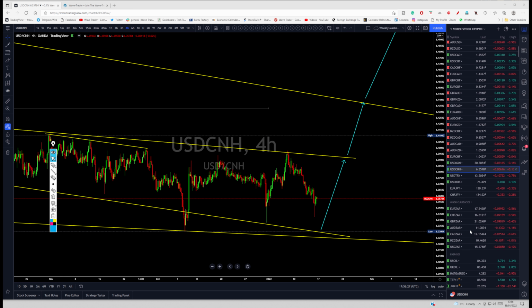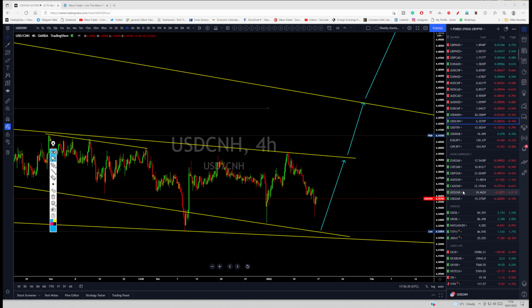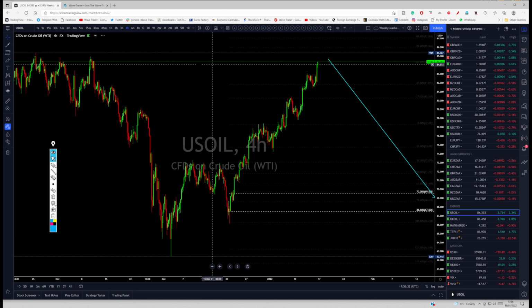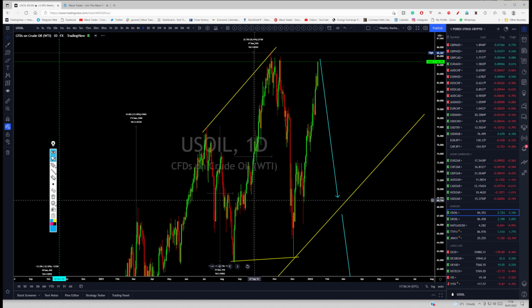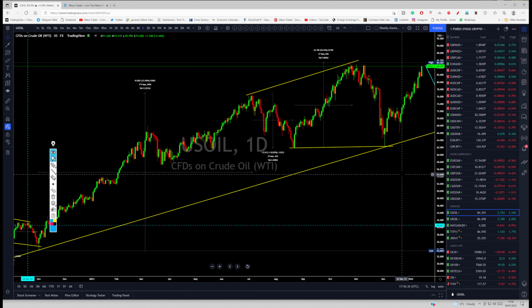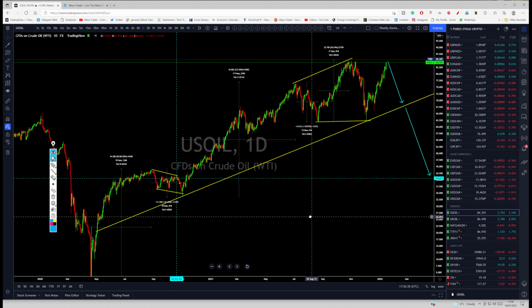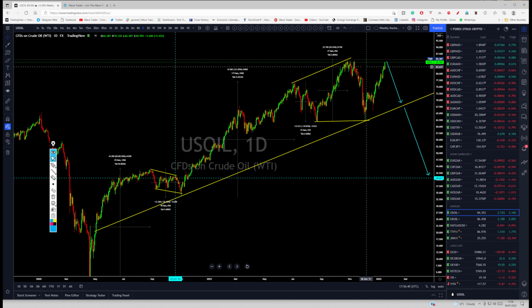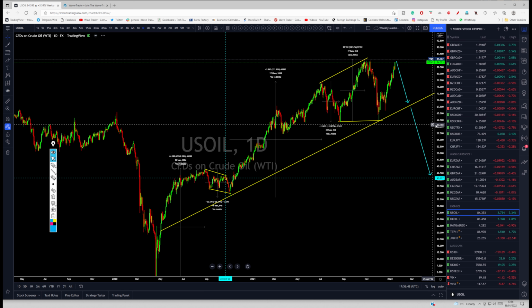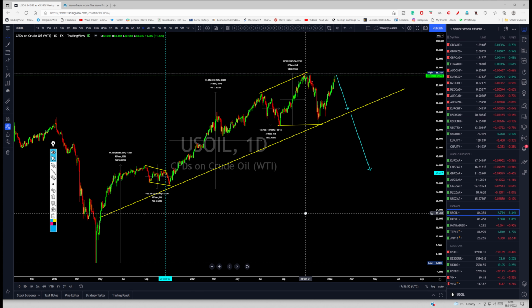So let's look at the oil. Oil is simply setting up for a drop. I wasn't anticipating this to go and test that top. I was expecting it to retrace up to 88. Yeah, it went slightly higher, but it is setting up for a longer-term drop.